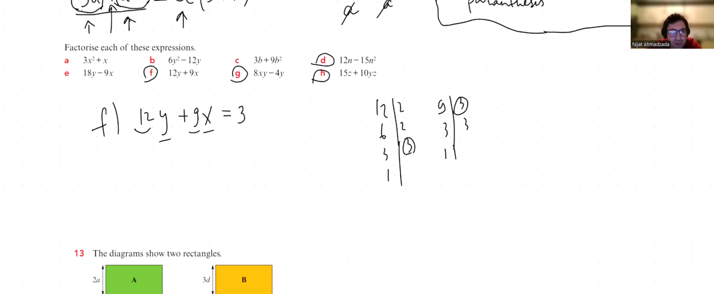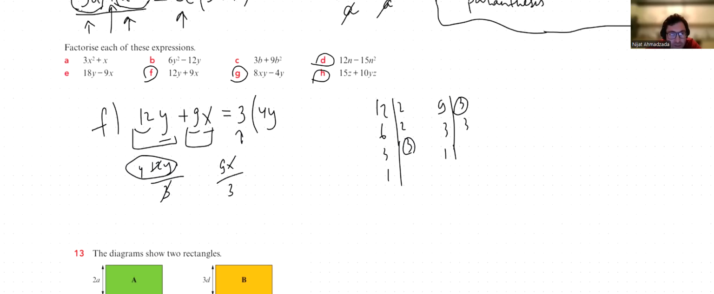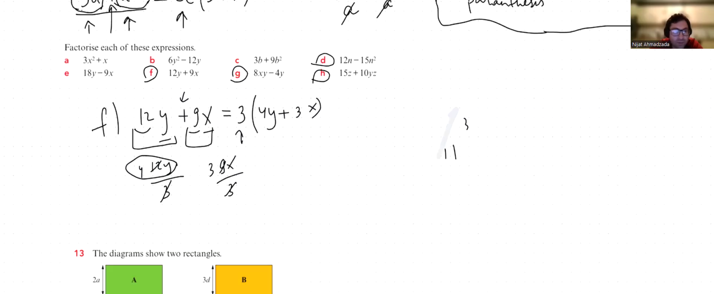Second step is just opening the bracket, done. Third step is dividing both terms, term 1 and term 2, by 3. So we're going to divide 12y by 3. We have 4 here, so the answer is 4y. Second term, 9x divided by 3, we got 3 here. The answer is 3x. And what we have here is plus 3x. So part F is done. You see? Easy. Now let's go for part G for fun.